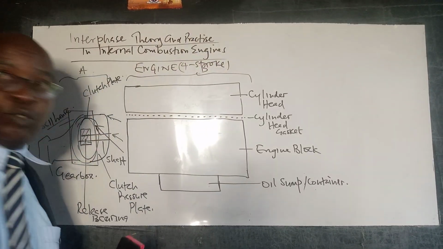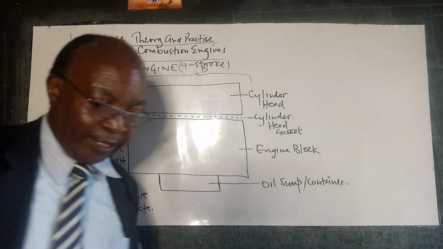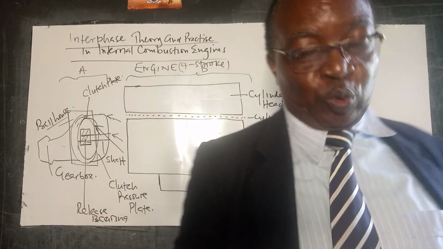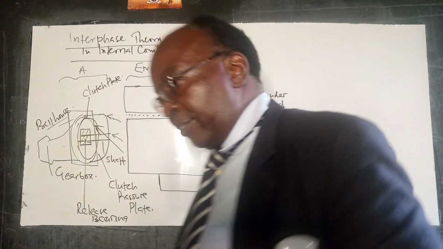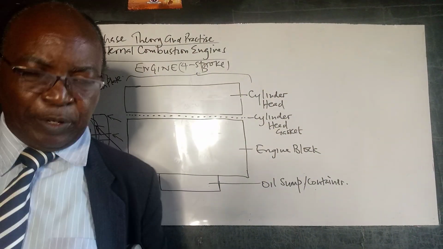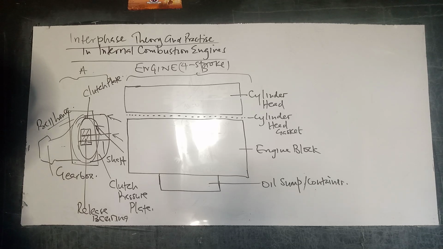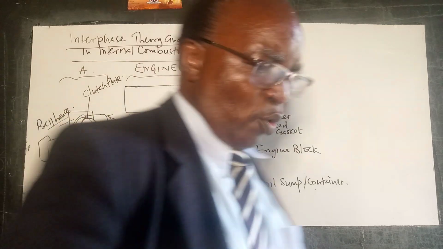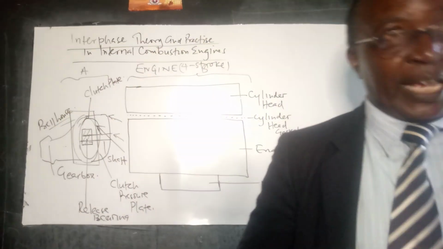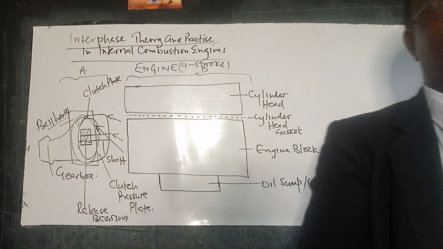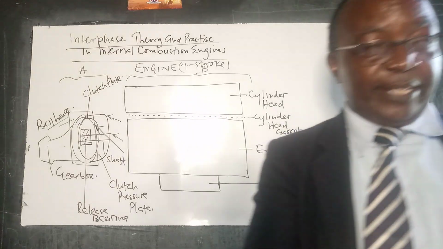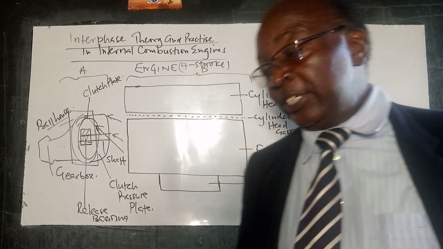So we won't look at the 2-stroke engine, because the 2-stroke engine has no mechanical valves and so forth. We don't want to go in that direction. So we want to look at the 4-stroke engine and the generalized aspects of it, which are common to both the spark ignition engine and the compression ignition engine.